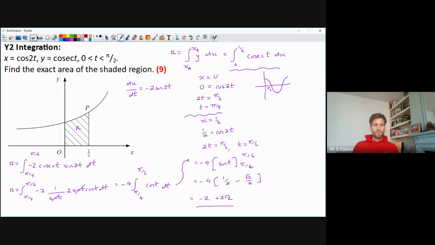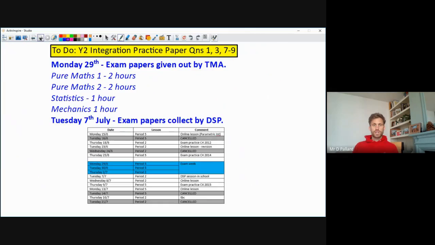Good. Okay, so there's the 4 questions. I've also attached a year 2 integration practice paper. I've put some answers with that as well. And I would just like you to do these 5 questions. These are also not the last 3 questions. So 1, 3, 7, 8, 9. There's 5 questions.